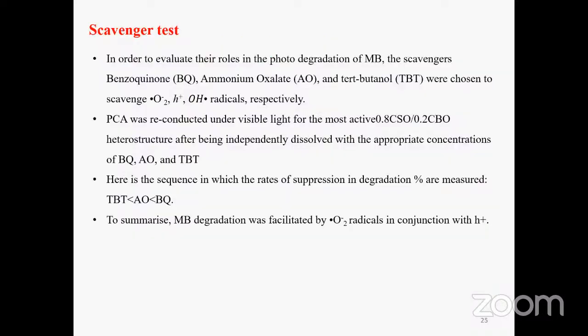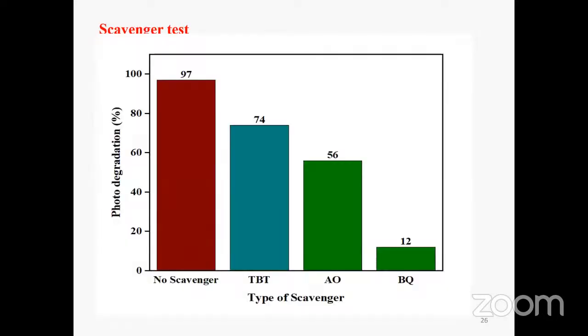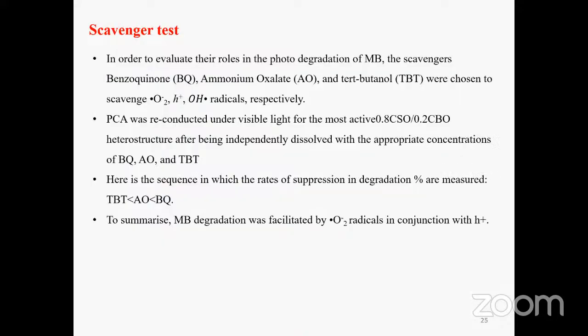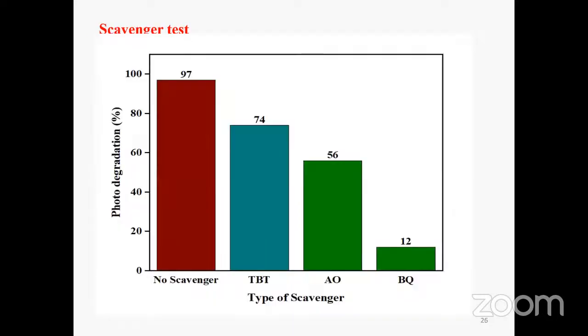And scavenger tests were performed. Benzoquinone, ammonium oxalate, and tert-butanol were chosen as scavengers to confirm which type of active species is involved in these reactions. And we have found that the benzoquinone suppressed the activity much more than the other scavengers, which confirms that the superoxide radical is more active in MB degradation, along with the holes also.